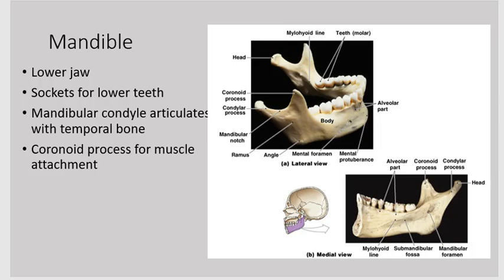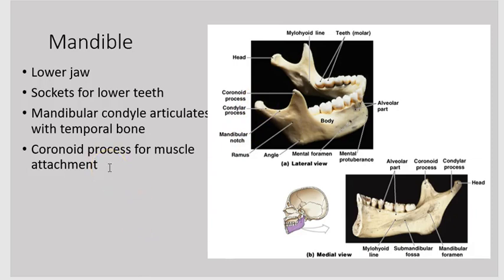Alright, on to the mandible. The mandible is going to be your lower jaw. It's going to have sockets for your bottom teeth. You also have this mandibular condyle. A condyle is what again? It's where two bones come together and they're nice and smooth. And this mandibular condyle meets up with the temporal bone to form the temporomandibular joint, or your jaw joint.